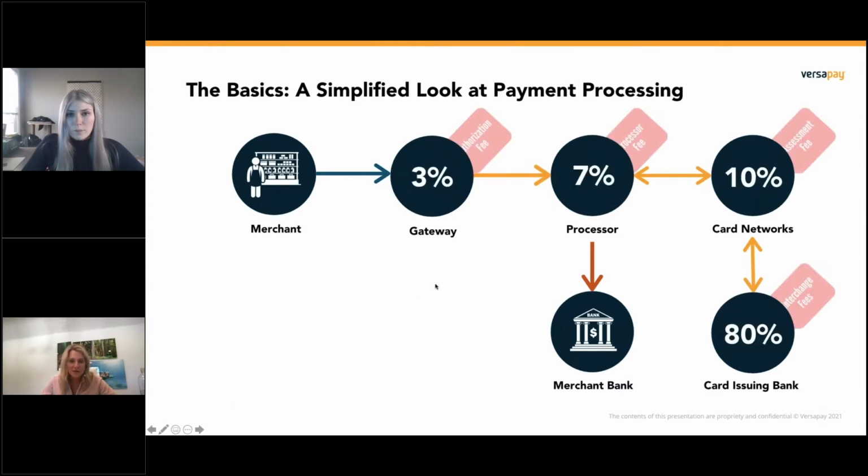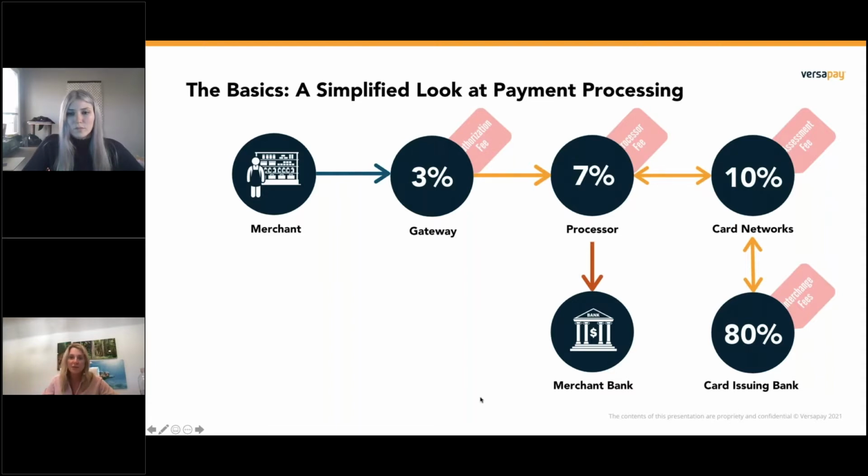So the big interesting thing you're going to notice about this slide is really who gets paid along the way and how much of the transaction they take. So as you can see, the gateway takes a pretty small fee, processor a little bit more, the card networks pile it on a little bit there in the end, but the biggest amount of the cost that you pay for each transaction goes to the issuing bank of that transaction in the form of what we call interchange fees.